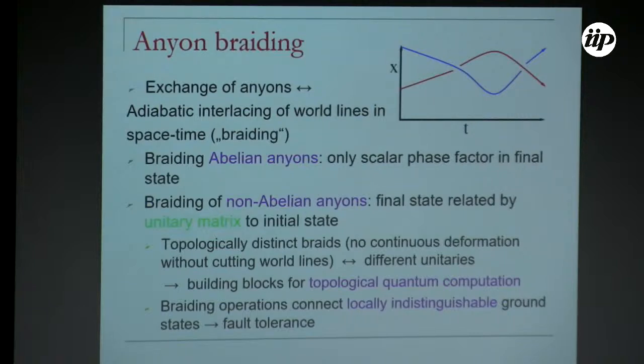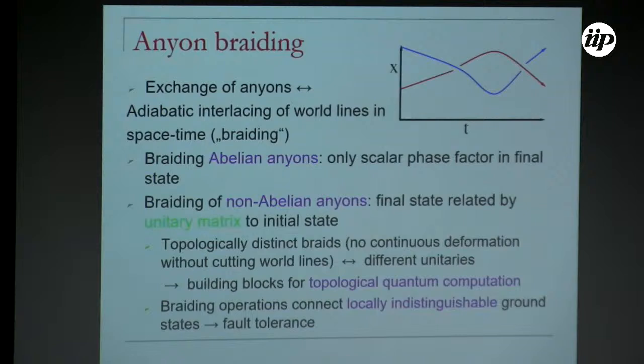And you can view this in a space-time diagram. Here, space-time. So here you have two anyons, and now you move them around by basically an adiabatic interlacing of world lines in space-time. This is called braiding, and this braiding process is important because for non-Abelian anyons, topologically distinct braids, meaning there is no continuous deformation which breaks or cuts world lines, will be represented by different unitary matrices. And so you end up in different final states depending on how you do this braid.